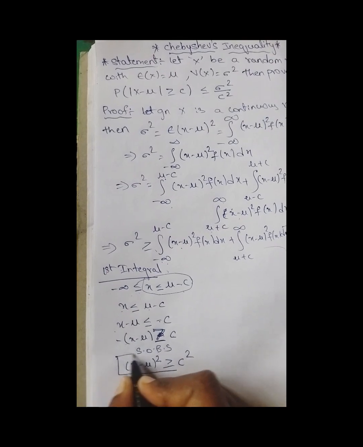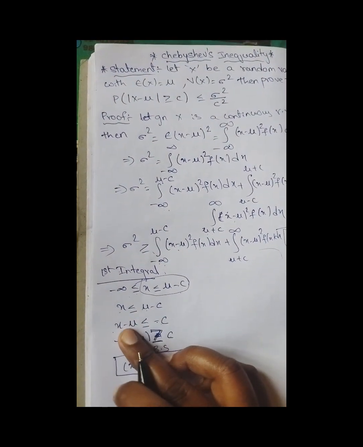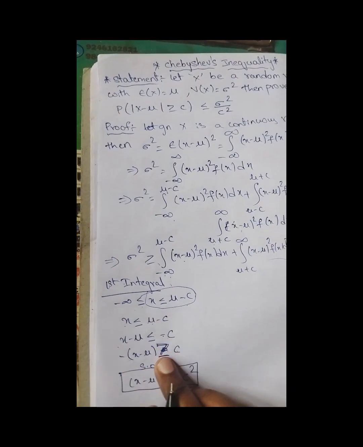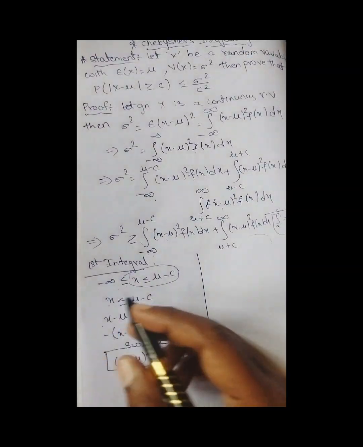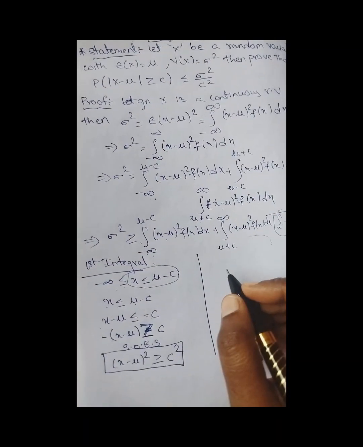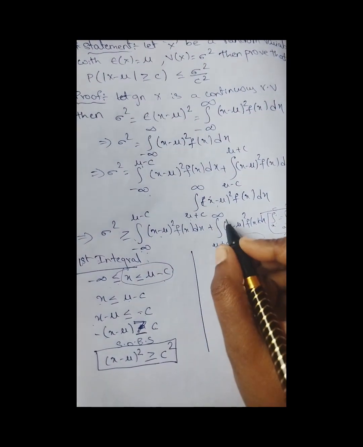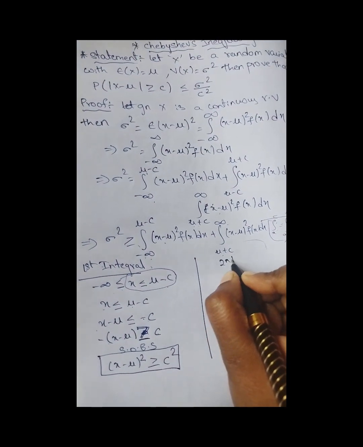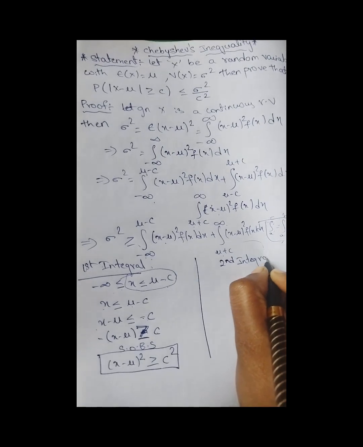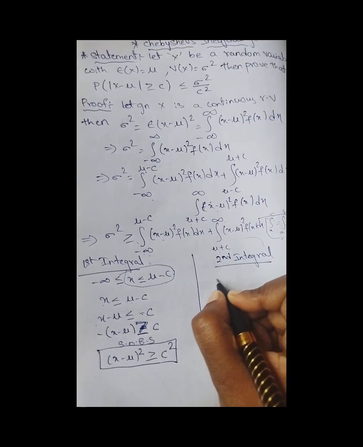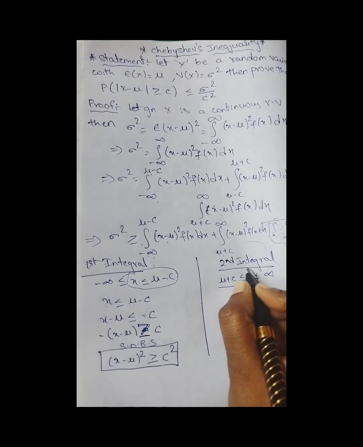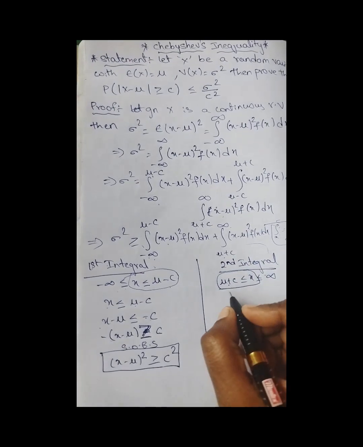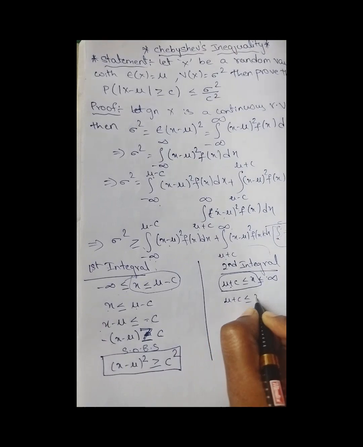So, put this in a box. If you send this minus to the left hand side, the sign also changes. Next, the second integral we will take, same as the first integral, we are going to solve that. Here the limits are from mu plus c to infinity. So mu plus c less than or equal to x less than or equal to infinity. I want only this limit part, infinity I am going to leave. So, mu plus c less than or equal to x.